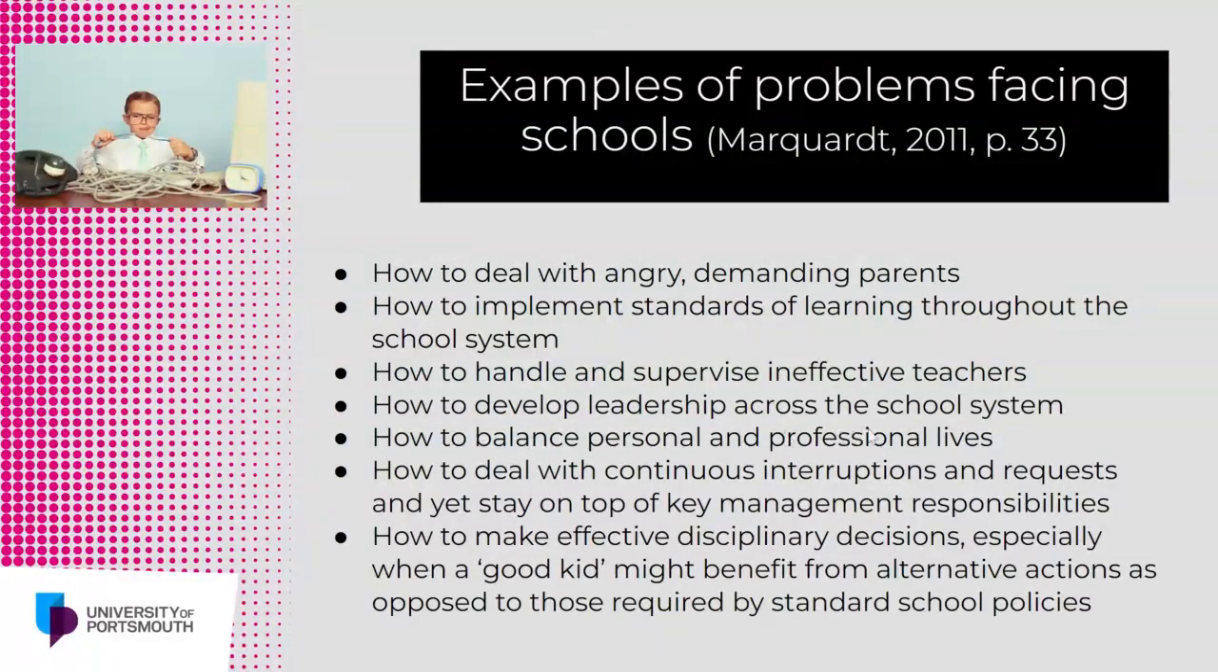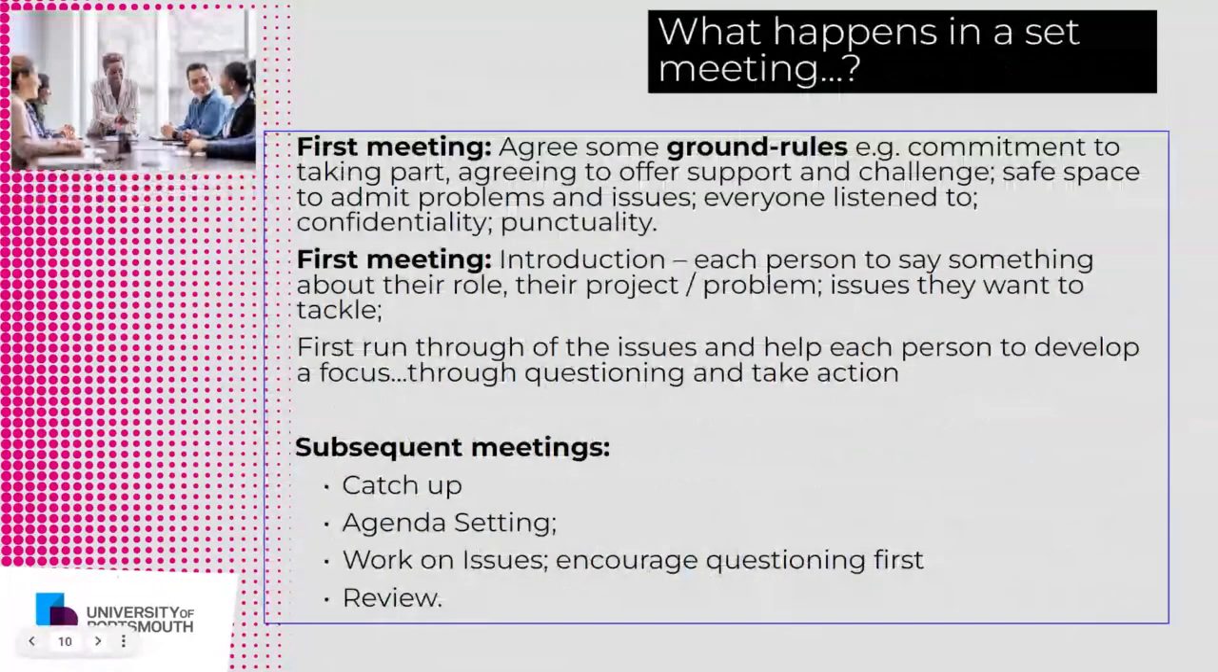I think one problem that we've all got is how to balance personal and professional lives. I think that probably rings a bell with a few of us. And also interruptions and our day-to-day management. So with that, we can start to come up with the different problems that might be a mutual problem with a group of other people. It might be an individual. So what happens in the set? Well, first of all, you would have a meeting. You'd meet up.